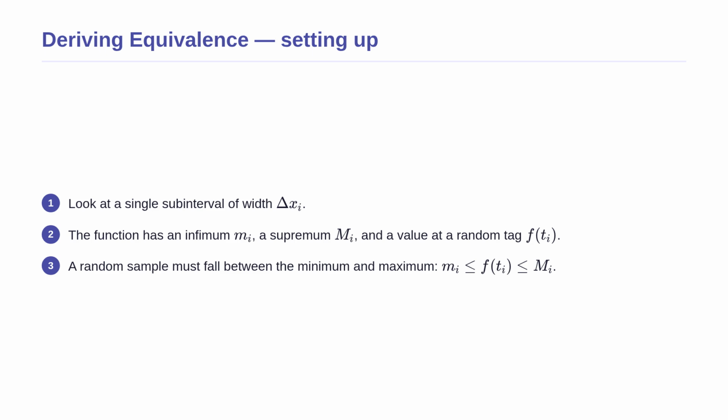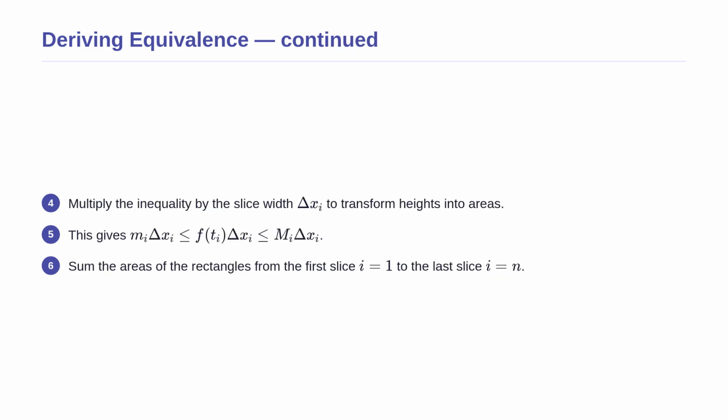Inside this slice, the function has an absolute lowest value, an absolute highest value, and a value at a randomly chosen tag point. Logically, the height at the random tag can never be lower than the absolute minimum, and it can never be higher than the absolute maximum. Building on that logical statement for a single slice, we now need to turn these heights into areas. We do this mathematically by multiplying our entire inequality by the width of the slice, delta x sub i.